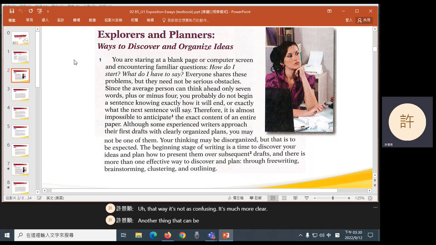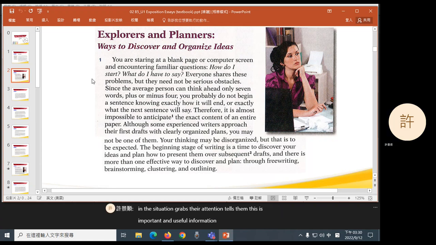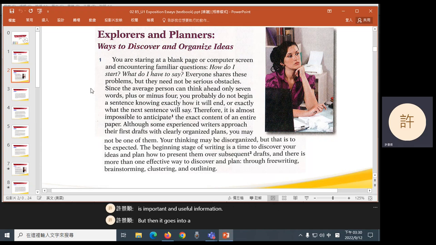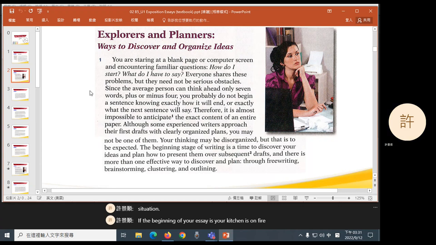Another thing that can be improved is in this first paragraph. So these first two sentences, as we mentioned, put the reader in the situation, grab their attention, tell them this is important and useful information. But then it goes into a kind of scientific explanation about why you are in this situation. If the beginning part is using this is useful information to grab the reader, you don't really need to explain how you ended up in this situation. If the beginning of your essay is your kitchen is on fire, what do you do? You don't have to explain how your kitchen caught on fire, right? The situation is it's on fire, you need useful information.